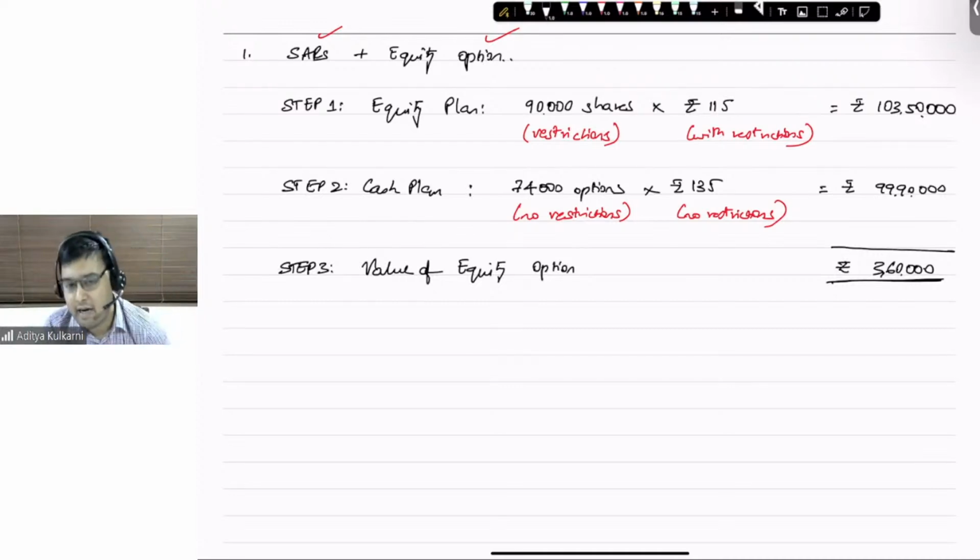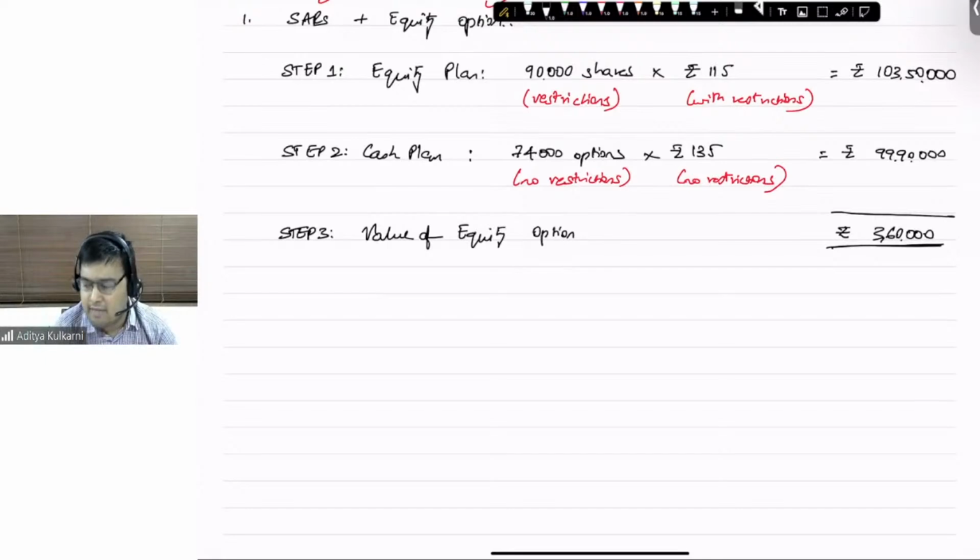Exactly, Kaushiki. Since we do not have the exercise price for the cash plan, it is deemed to be zero. So you will not pay anything. You will get the entire 135 rupees. If you were given the exercise price, you would be deducting that. Okay. So that is how this is going to be computed. Is it okay? Yes. So this is fine. So it is a SAR of 99.9 lakhs with an equity option of 3.6 lakhs. This is the main thing.